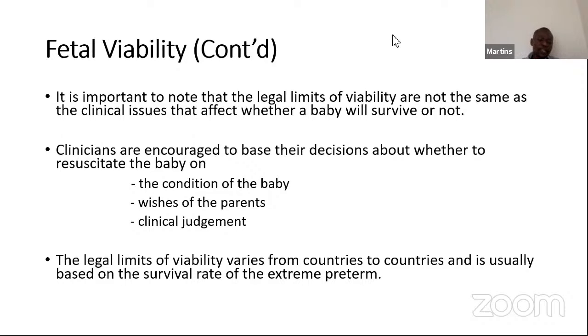I have mentioned the legal limits of viability vary from country to country, and it's usually based on the survival rate of the extreme preterm. I've given an example of a country that has a high mortality rate for 30-weekers. They wouldn't want to consider 28 weeks as their age of viability. Next slide, please.